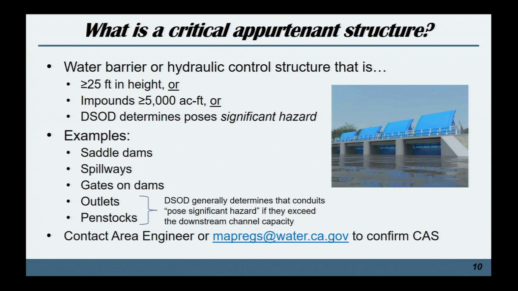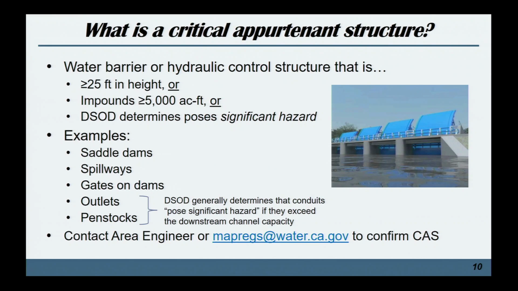Critical appurtenant structures are required by SB 92 to have inundation maps. SB 92 also added a definition of what a critical appurtenant structure is, but there are still a lot of questions, because dams have many different types of structures. So we clarified that in the regulations. The first three bullets, 25 feet or greater in height, impounds 5,000 acre-feet of water or more, or DSOD determines poses a significant hazard, are all in the water code.